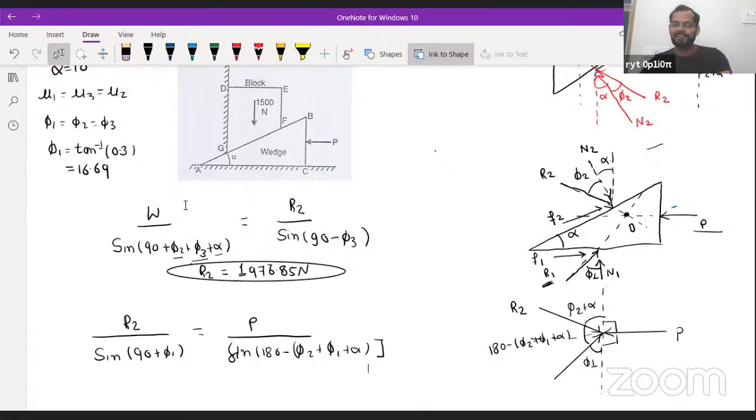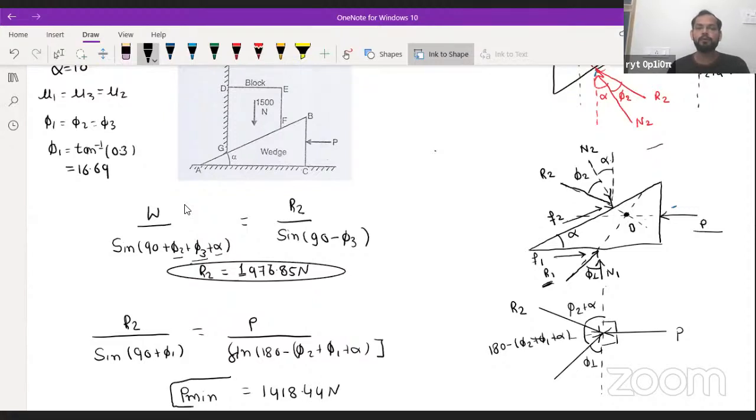Okay, it is in front of my desk. So the answer is 1418.44. So you will get P minimum equal to 1418.44. This is the answer. All of you are getting this or not? Please respond. Are all of you getting the same answer? Yes, your answer is correct. Very good, Mohammed, your answer is correct.